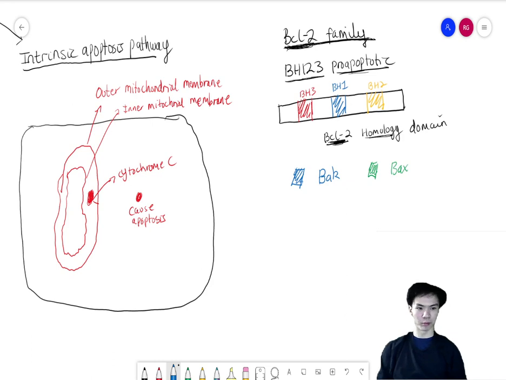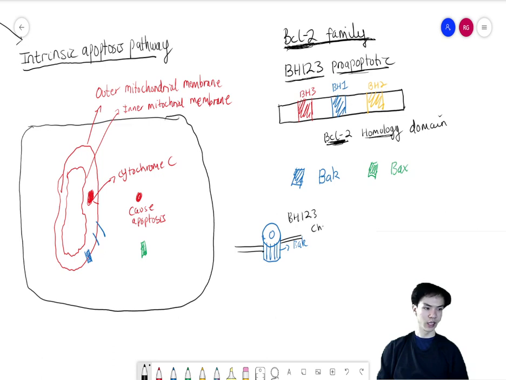And how are they going to do that? Well, Bak is found in your outer mitochondrial membrane, and Bax is found in your cytoplasm. But what's similar about them is that they're both going to try and form a pore. So they can aggregate and form this sort of a pore inside. Each one of these is going to be a Bak protein. If they do manage to aggregate, they will form this channel pore, this BH123 channel.